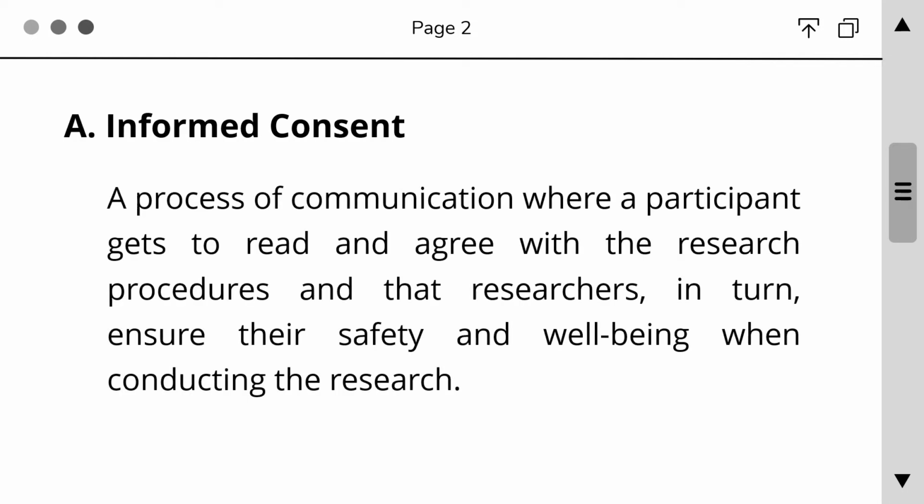Informed consent and debriefing are part of the principle of autonomy. Now, what is informed consent? Informed consent is a process of communication where a participant gets to read and agree with the research procedures and that researchers in turn ensure their safety and well-being when conducting the research. The informed consent form should be an attachment in a research study, and debriefing is the final stage of the ongoing consent process, allowing the participants to discuss the research findings. Now, this will provide information on which to be removed for personal reasons or educational values.